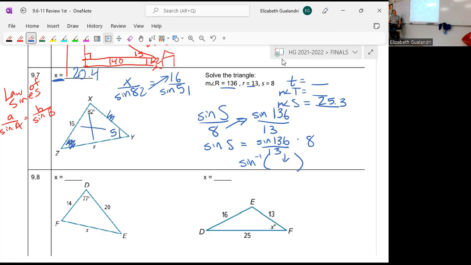If you are solving the triangle, notice I put myself 3 blanks, because if you're solving a triangle, you need to give me all of the measures. So this is everything that's left. If you have 2 angles, you solve for the third angle by just subtracting from 180. You do 180 minus 136 minus 25.3. My measure of angle T would be 18.7 in that case.